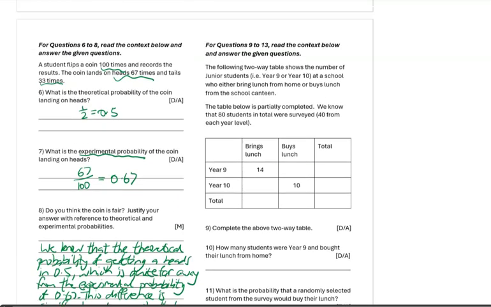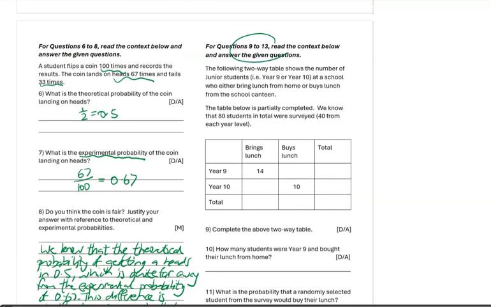So moving back up the top here, we're now on to question 9 to question 13. We've got a two-way table scenario here. The following two-way table shows the number of junior students. The junior students are either year 9 or year 10, circled in the diagram, and who brings their lunch from home or buys their lunch. The table is partially completed. We also know that there are 80 students who took part in the survey, 40 from each year level.